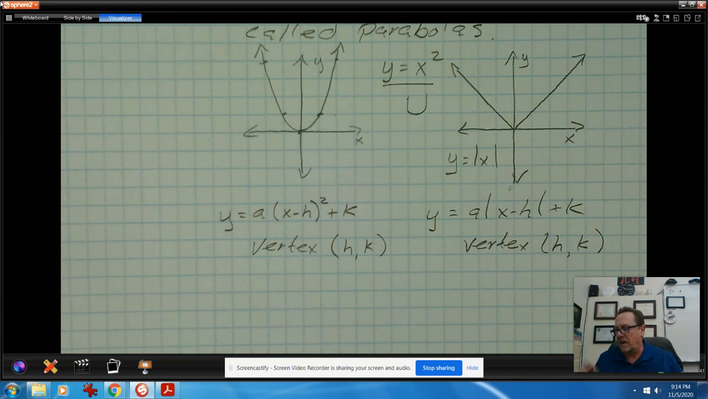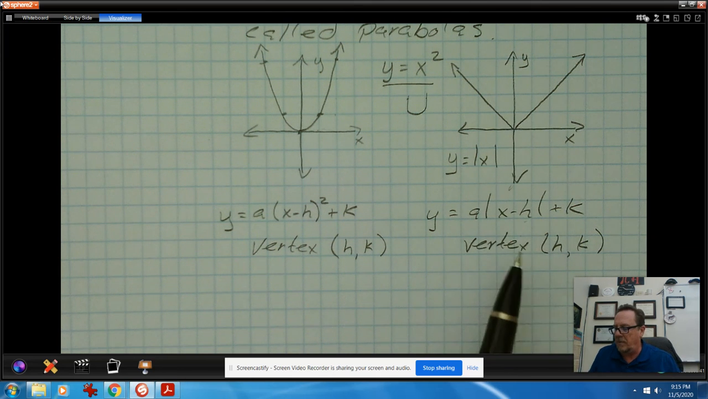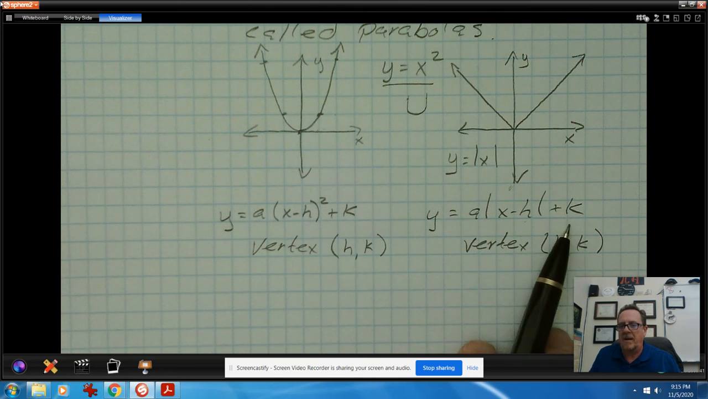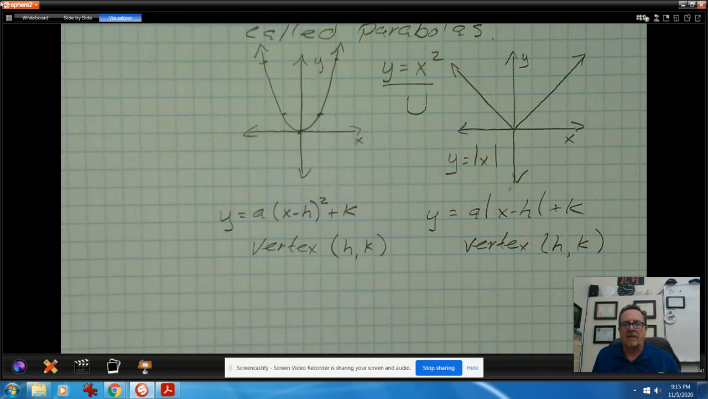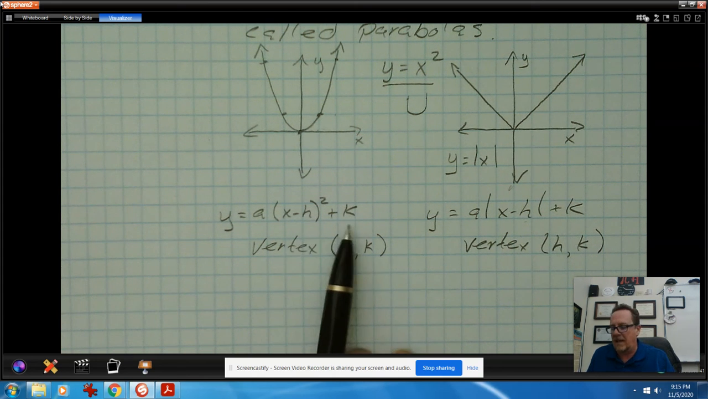And I also want you to think about what h did to the location of the vertex in our absolute value. Hopefully you remember that h moved it left or right in the opposite way that you think it will. And we'll talk about that in a minute. And k moved it up or down just like you think it should. All right? So the same thing is going to happen here. h is going to shift that vertex to the left or the right, kind of in the opposite direction that you think it should. And k is going to move it up or down.